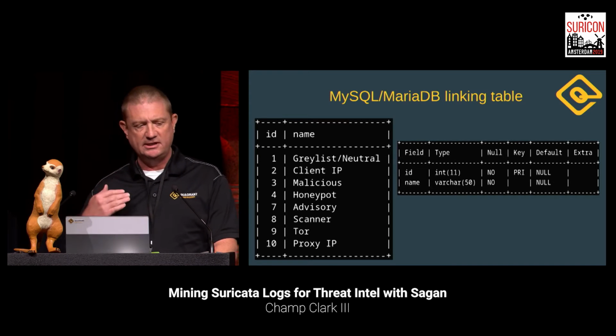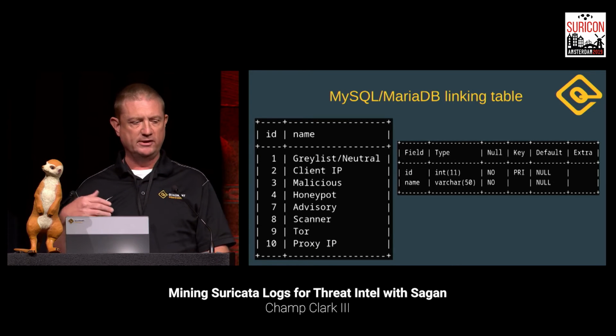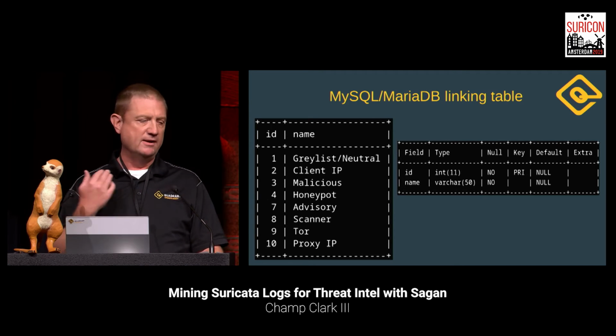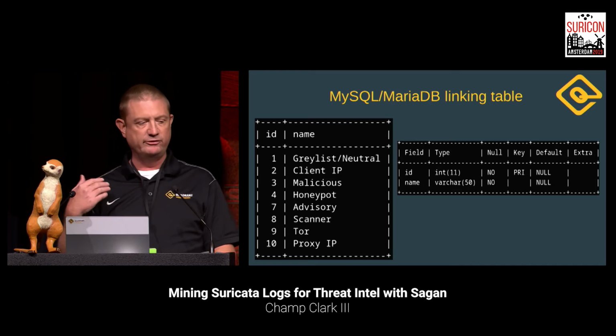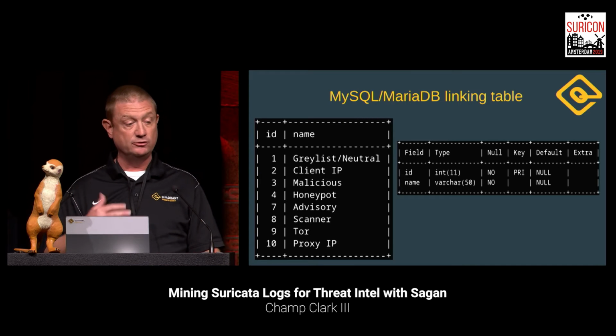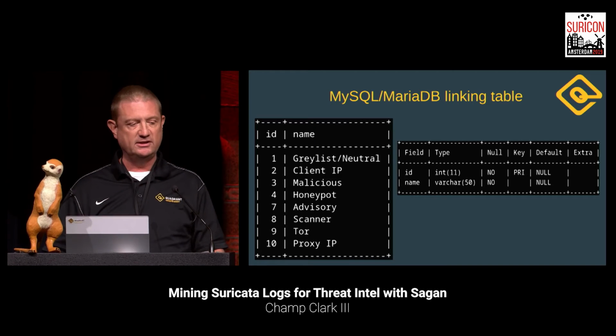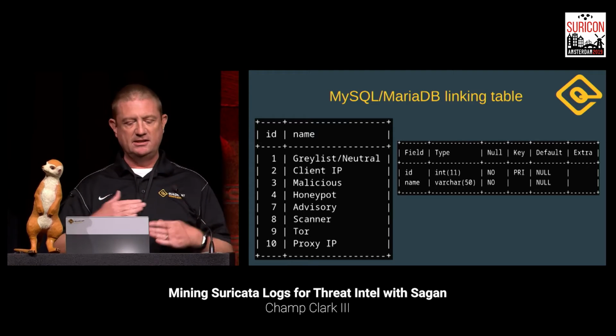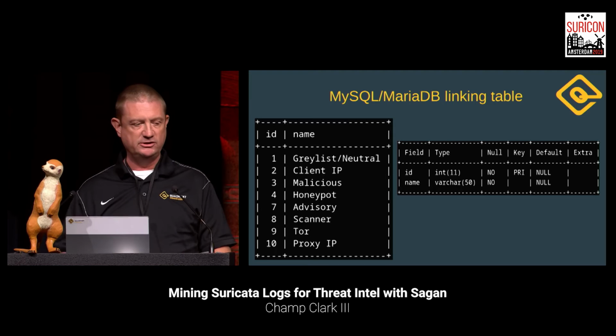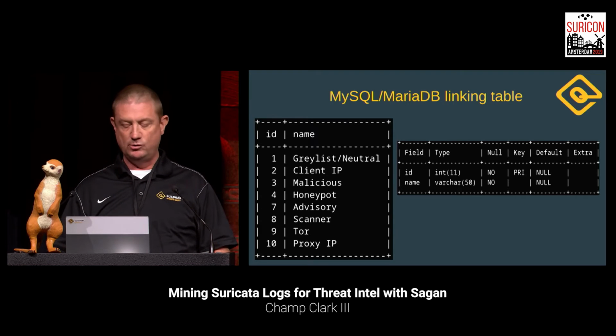And then we have a linking table that we can add and subtract to for the different types of indicators that we want. Like ID number 3 being malicious, or 4 something from our honeypot, or advisory could be just something that we want our security team to know about. And of course, things like Tor and stuff like that. So that linking table allows us, as we're adding into IOCs, to add in more linking options as we want to in the future or not.